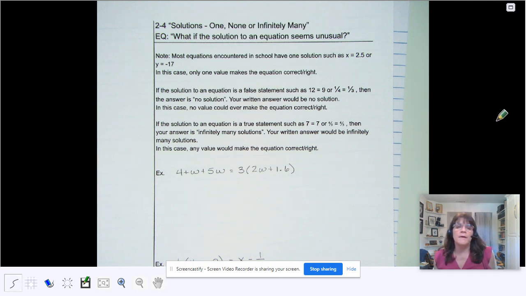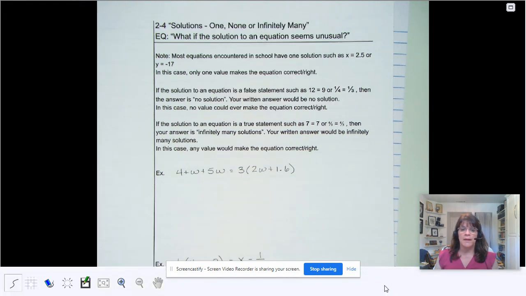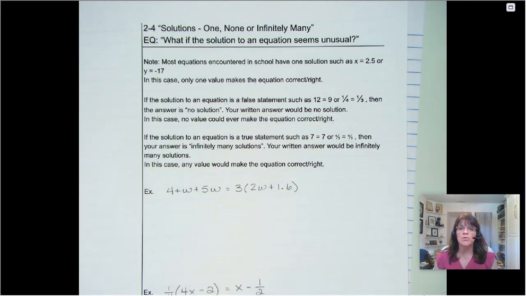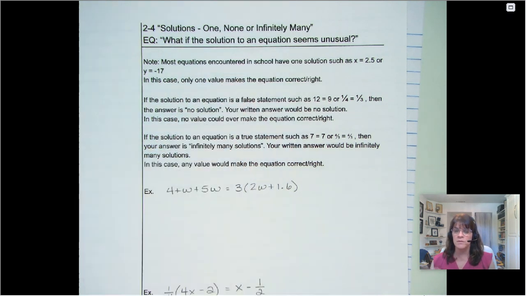Hey everybody. This lesson is about what happens when I'm solving equations and I get an equation that has an unusual solution. Most of the equations you're going to run into in school have one solution. The value of x is 2.5, or the value of y is -17. In this case, that means that that's the value that makes that equation true, and it's what we're used to. It's what we think we're looking for.